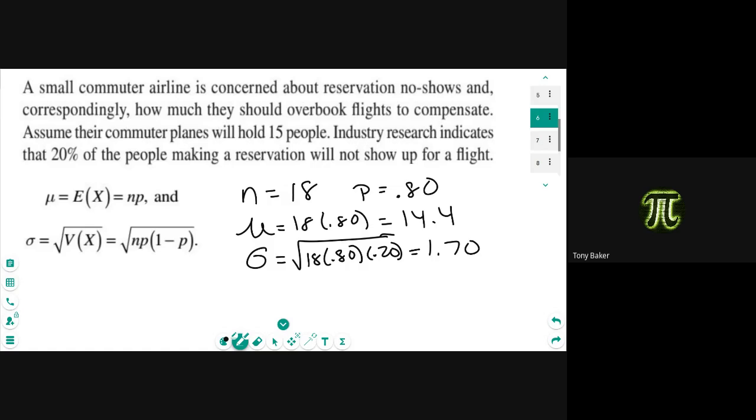Now that we have our mean and our standard deviation, we can do what we were just doing. You multiply across 18 times 0.80 times 0.20, and then take the square root of that. There's a square root button on the calculator. Hit that first, then type the other numbers in and close the parenthesis, then hit equals at the end. If it doesn't come out right, you need a parenthesis in there somewhere.